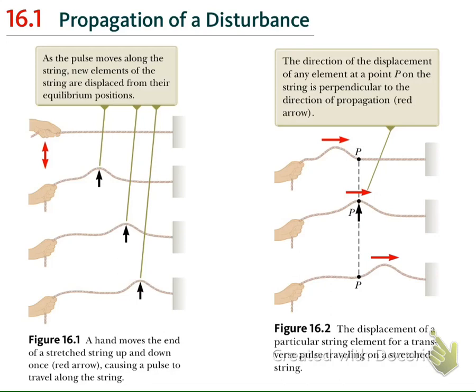Now, if we look at a particular point on the medium, for example, this point P, we can see that when the pulse moves past, the point P will move up in the perpendicular direction to the motion of the pulse. In this case, we say that the pulse is a transverse pulse in the sense that the motion of the medium is perpendicular to the motion of the pulse. This is an example of the disturbance of the medium and the propagation of the disturbance.